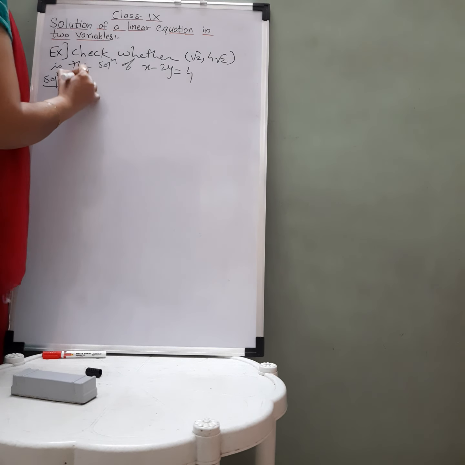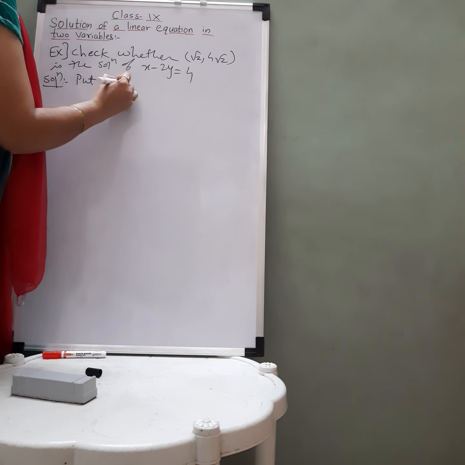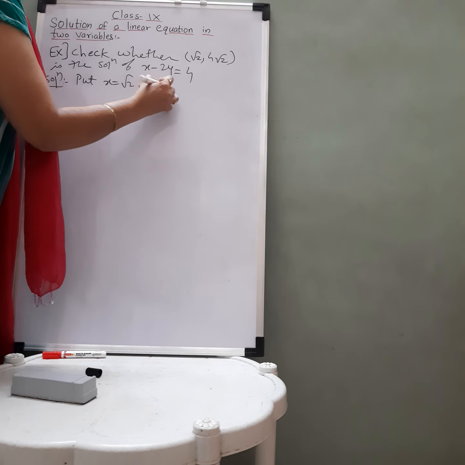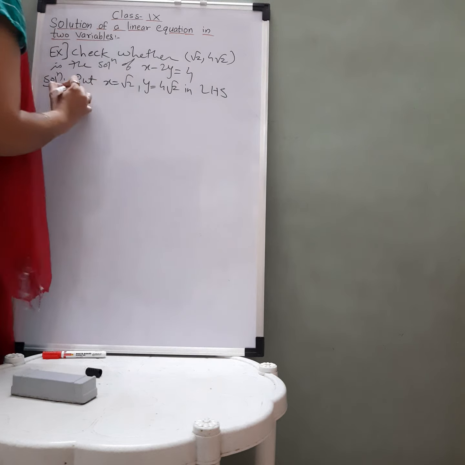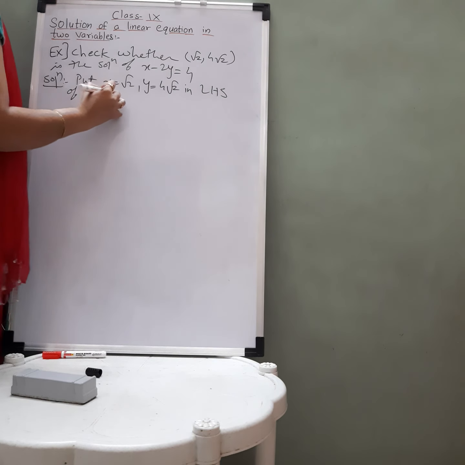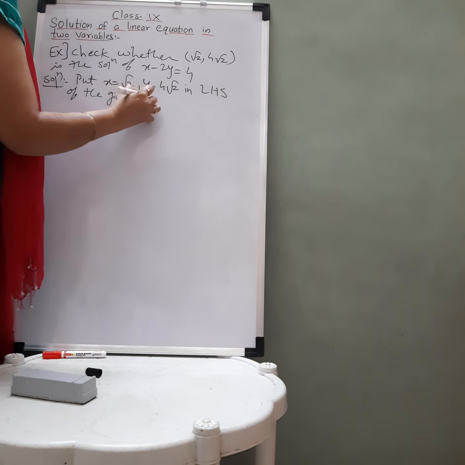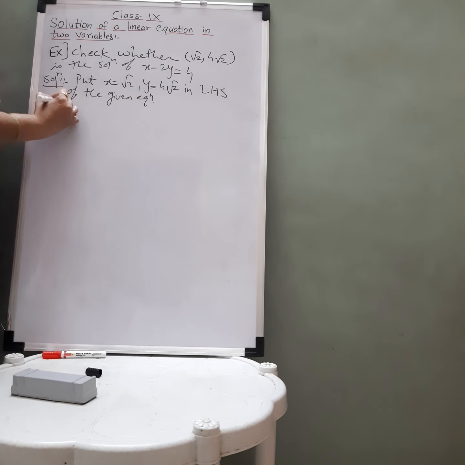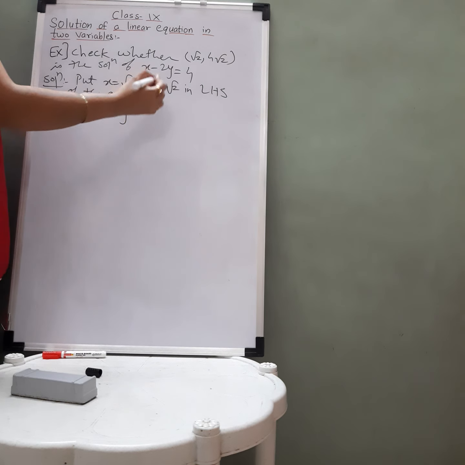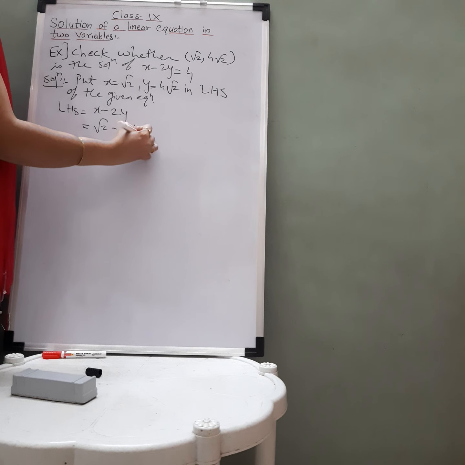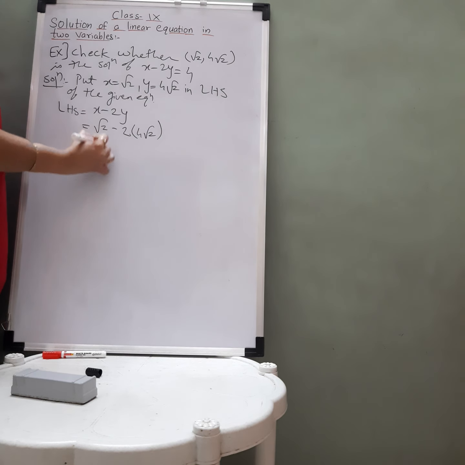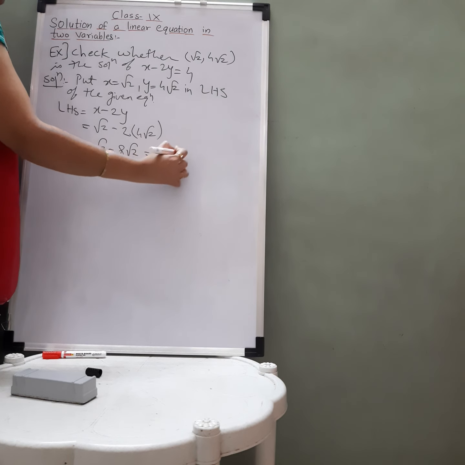Put x is equal to root 2, y is equal to 4 root 2 in the LHS of the given equation. So here your LHS is x minus 2y. Now put these values, you will get root 2 minus 2 into 4 root 2, which is equal to root 2 minus 8 root 2, which is equal to minus 7 root 2.